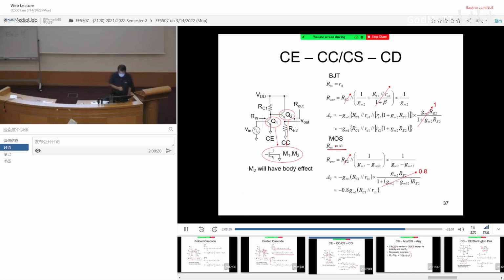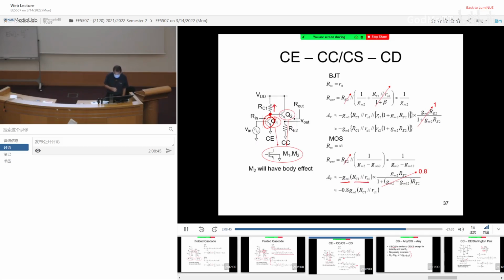Input resistance, infinite. Output resistance is dominated by the second stage. So you look into here, assume there is body effect. So you're going to have 1/(gm minus gmb). In terms of the voltage gain, you have the current source, gm, multiplied by the total resistor. Because the MOSFET is infinite, you only have RC1 parallel with ro1 over here.